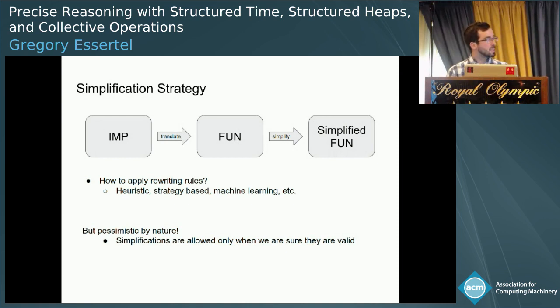However, it's an ordering issue problem. What simplification do we apply first? Can all the simplifications be applied, and so on? So we need to have a heuristic or strategy-based approach, or maybe machine learning. But it's specific by nature, because in order to apply a simplification, it needs to be valid for the whole program, at least the whole loop. So it's not very feasible in practice.